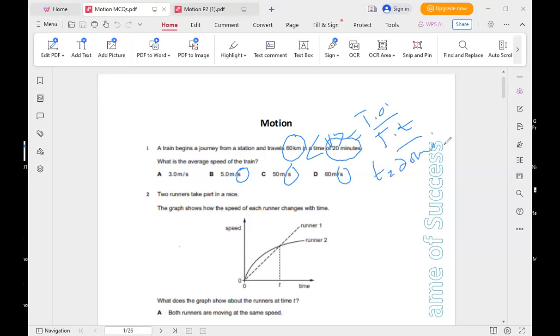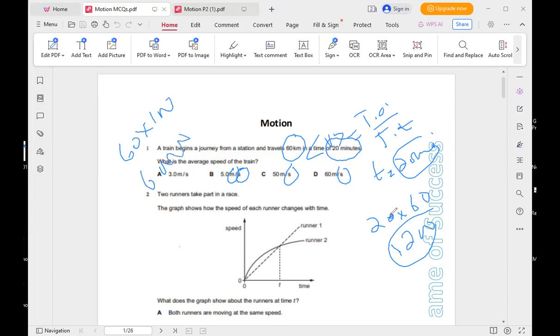Then convert minutes into seconds. Then 20 multiplied by 60, so it will be 1,200. And they want to know the distance in meters. Convert 60 kilometers into meters. Then 60 multiplied by 1000 is 60,000.